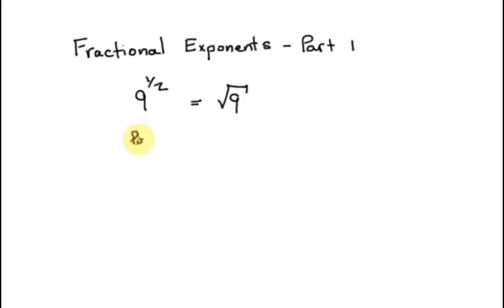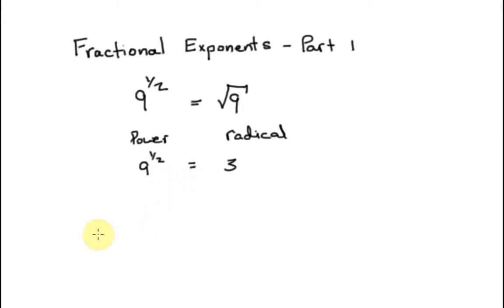Here it's written as a power, and on this side it's written as a radical. Whenever you have this little symbol here, the square root symbol, that's what a radical is. Now these are equivalent. We know that the square root of 9 is 3, so what I'm saying is that 9 to the 1/2 equals 3.